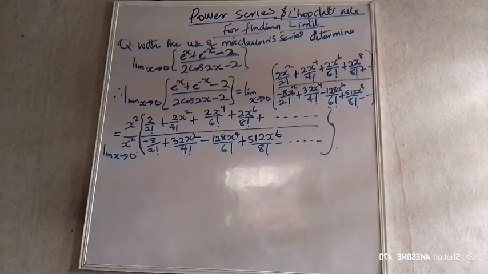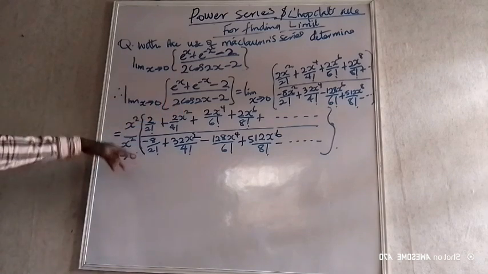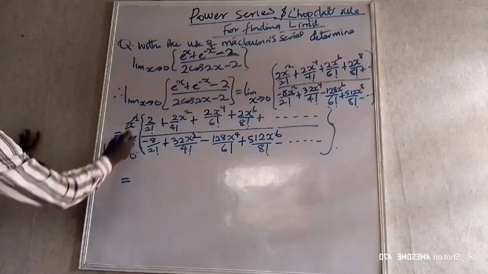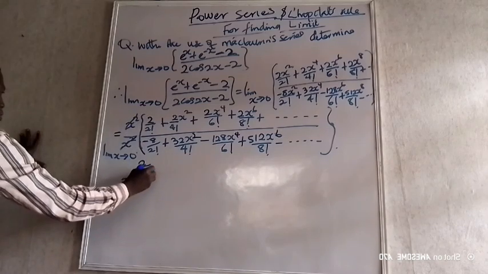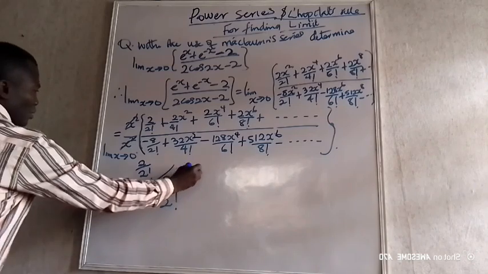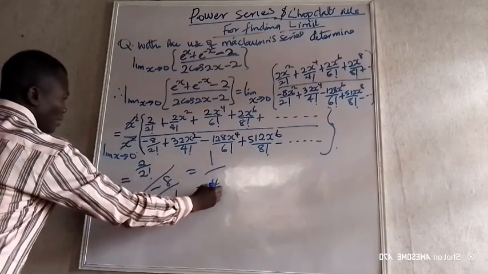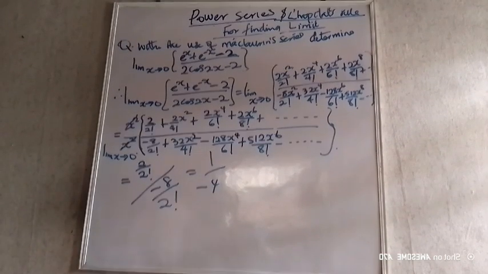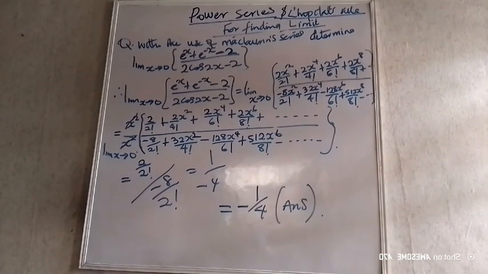So you see that by cutting, and if we put 0 into all of this, these ones will disappear. And when we cut this, the answer is now going to be 2 over 2 factorial divided by minus 8 over 2 factorial. You can see that is 1 over minus 4. That is the answer. So the answer is equal to minus 1 over 4. So you can see, very easy to handle.